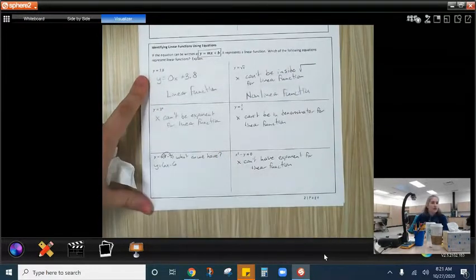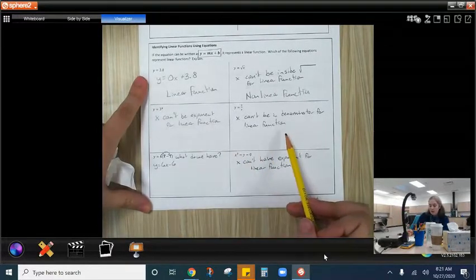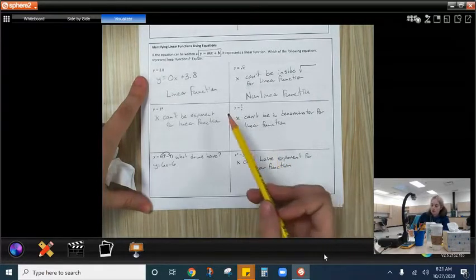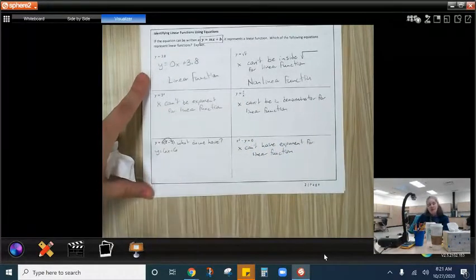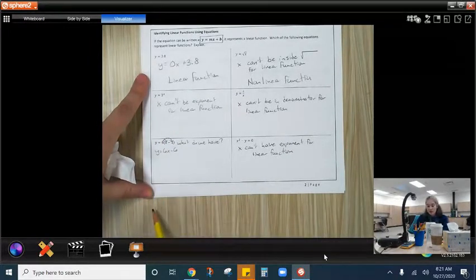So for our next one, we can't have x be an exponent and have it be linear. So another non-linear function. For y equals 2 divided by x, x cannot be in the denominator for it to be linear. So another non-linear function. For this one, if we distribute that 6, we get y equals 6x minus 6. That is a linear function. So this one is another linear function.